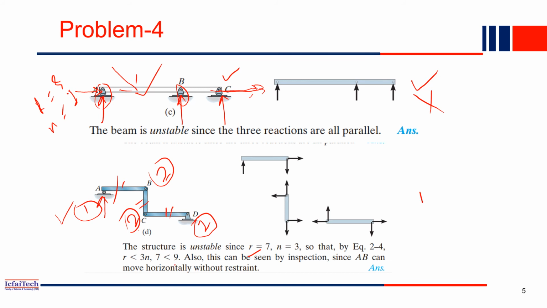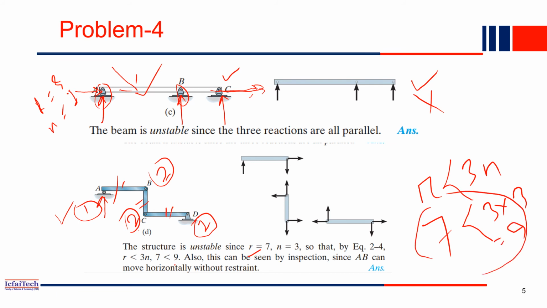So now in this condition what happens? R is actually less than 3n, because R is 7, whereas 3n is 3 into 3, which is 9. So if you remember our last condition, that is if R is less than 3n, then the structure is unstable. So this structure also is unstable.